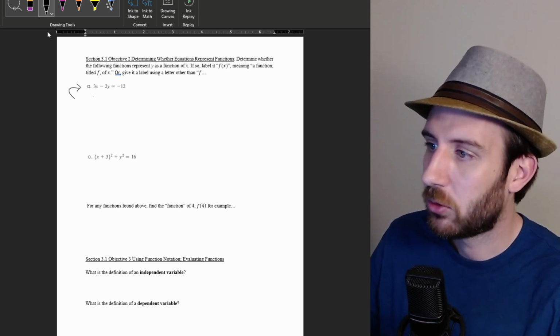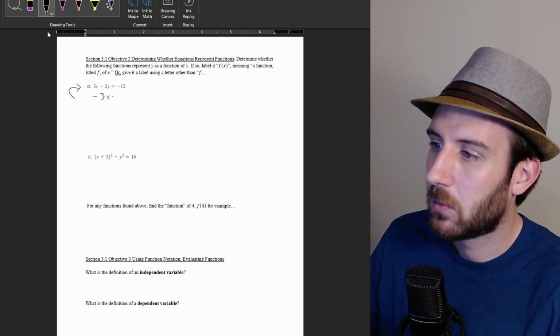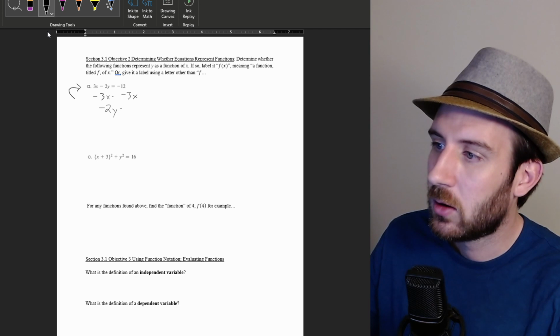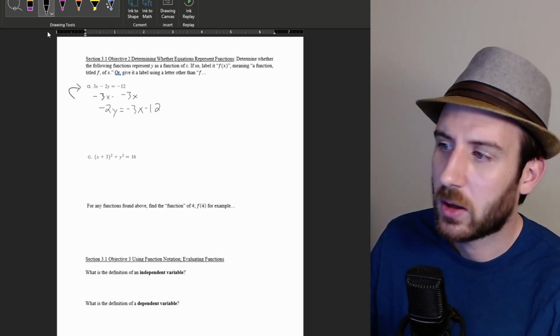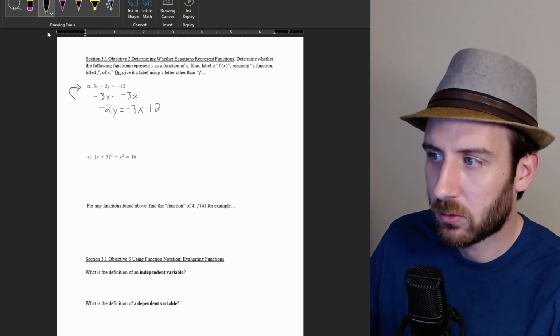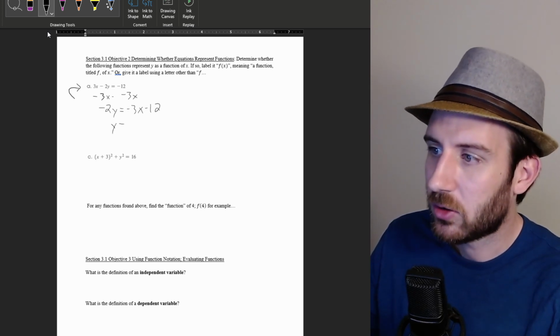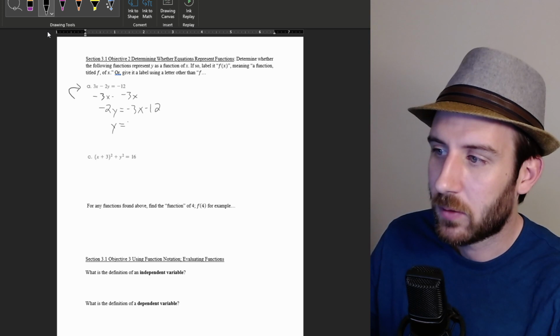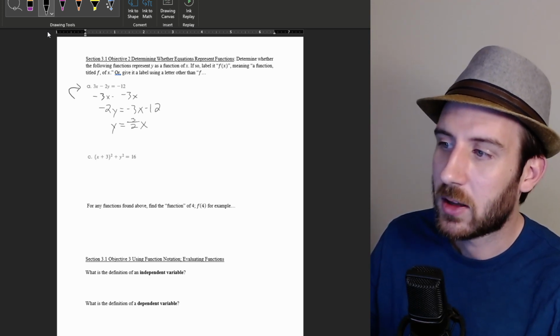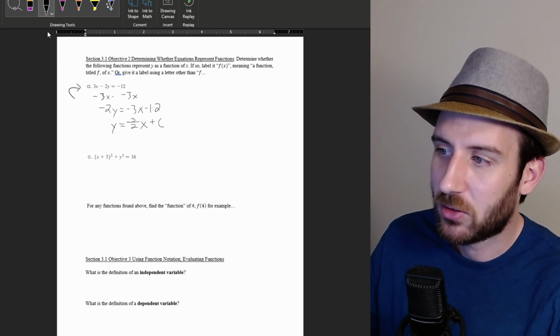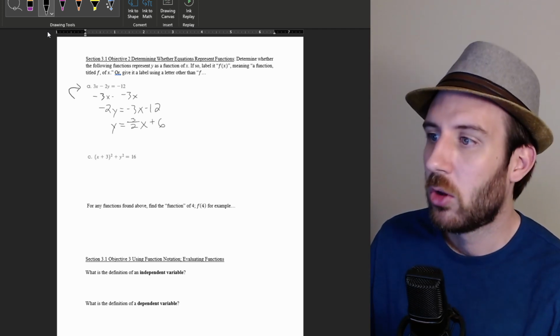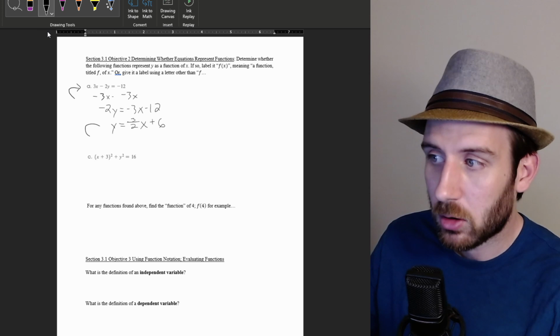I need to get y alone, so I'm going to subtract 3x from both sides. So I'll subtract 3x over here. That's going to get me negative 2y equals negative 3x minus 12. Then from here, let's divide by negative 2. So y is equal to negative 3 divided by negative 2, which is 3 over 2, x, and then negative 12 divided by negative 2 gets me a positive 6. Okay, great. So here we have a linear equation.